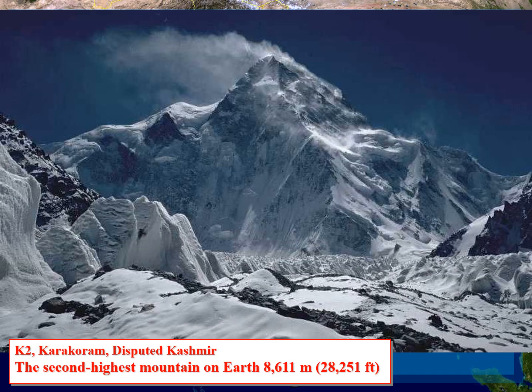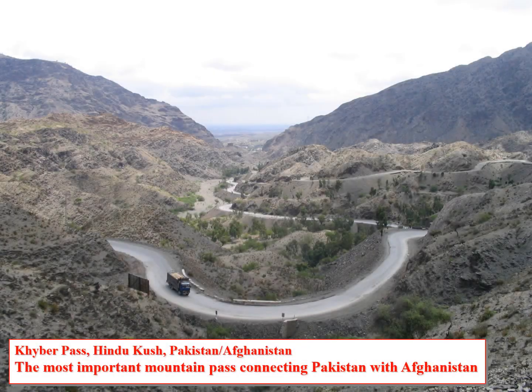All right, so there's an image of K2, which is in the Karakoram mountain range. This is the second highest mountain on Earth, 8,611 meters tall, or 28,251 feet. And take a look at that geographic feature. Does it look young or old? It's rough and craggy and kind of pyramidal shape with sharp edges. Is it a young or old geologic feature?